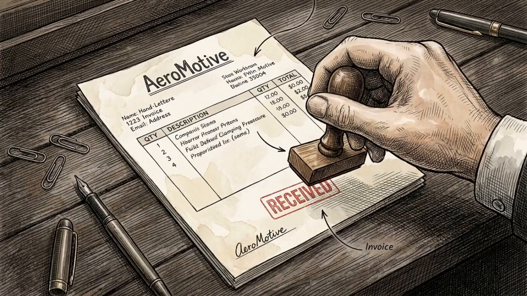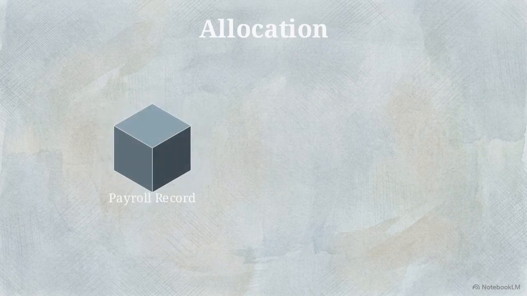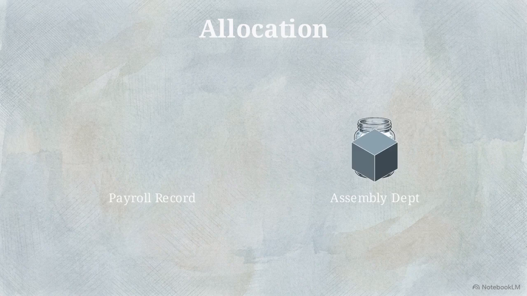The distribution process starts as soon as the factory receives an invoice. The first step is getting that cost into the right departmental bucket. If an invoice can be traced entirely to a single department, like the assembly department supervisor's salary, we use a process called allocation. The entire expense drops perfectly into that one specific container.